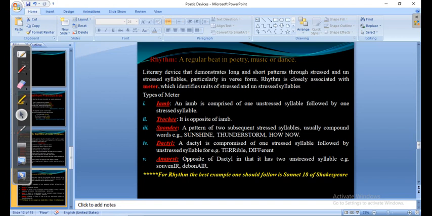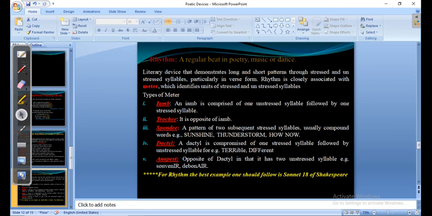Rhythm is closely associated with meter. What does meter mean? There are types of meter which identify units of stressed and unstressed syllables. Iamb is the first meter. An iamb is comprised of one unstressed syllable followed by one stressed syllable. Trochee is the opposite of iamb. This means one stressed syllable followed by one unstressed syllable.